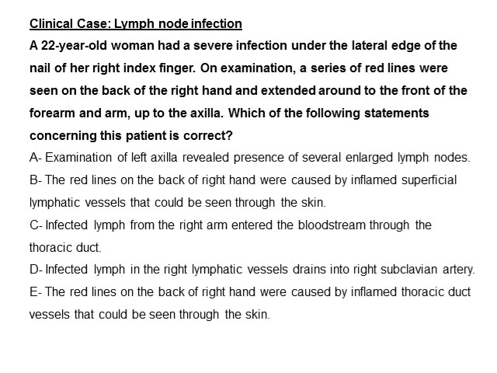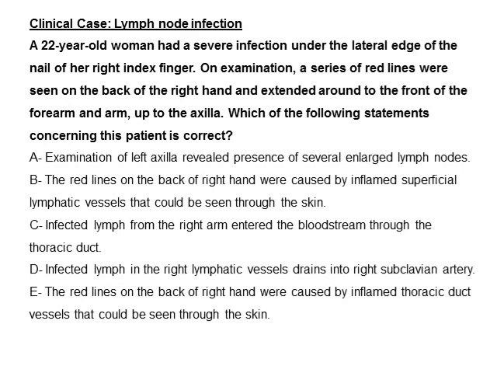Infected lymph from the right arm entered the bloodstream through the thoracic duct. No, this is wrong because we know that the lymph from the right arm is drained by the right lymphatic duct, not the thoracic duct. So this is wrong. The choice D: infected lymph in the right lymphatic vessels drains into the right subclavian artery. This choice is also wrong because the infected lymph in the right lymphatic vessels drains into the right subclavian vein, not artery. So this is wrong.